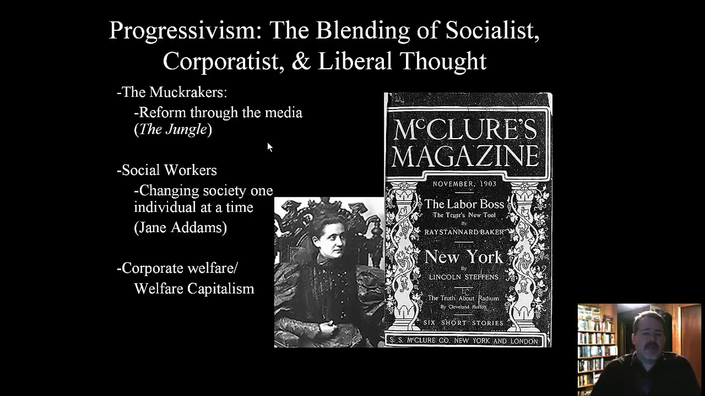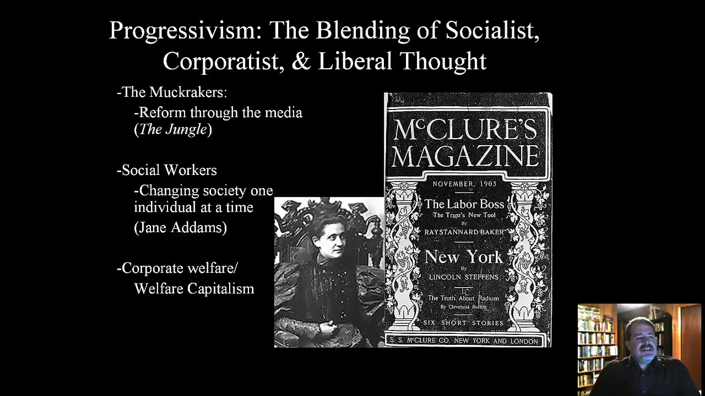You also have progressives at this time trying to change society one person at a time. This is best illustrated by this woman right here. This is Jane Addams. Now, Jane Addams, like Upton Sinclair, came from an upper middle class background. One reason why these progressives are able to do what they do is they have plenty of discretionary income. While they may not be of the elite, wealthy class of Americans, they have enough money to do what they do: Upton Sinclair basically writing books, Jane Addams setting up a settlement house.